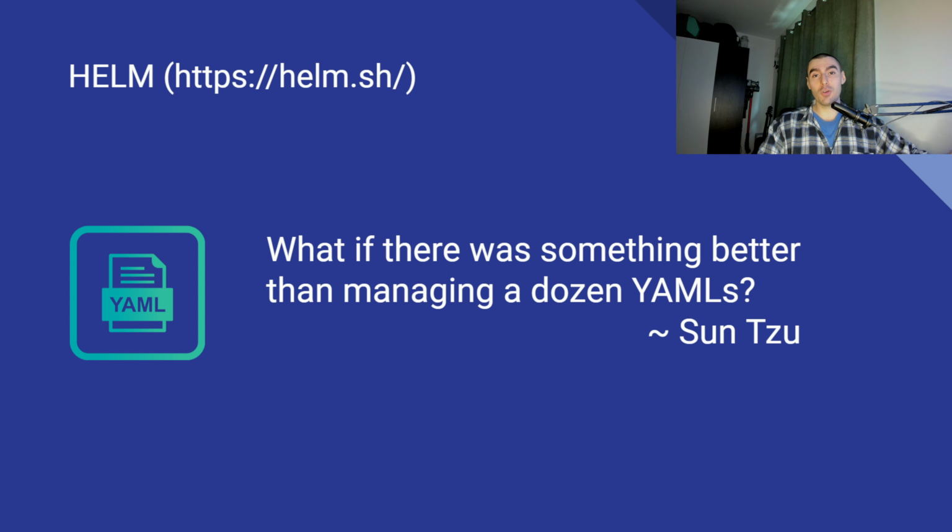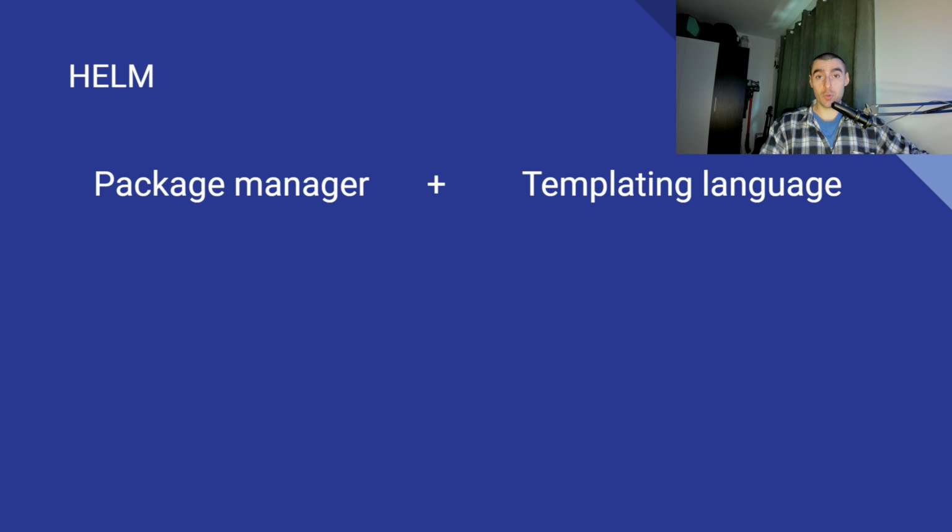As the joke on the screen might have tipped you off, Helm is a package manager for Kubernetes, and it's also a templating language. It's basically a two-in-one.